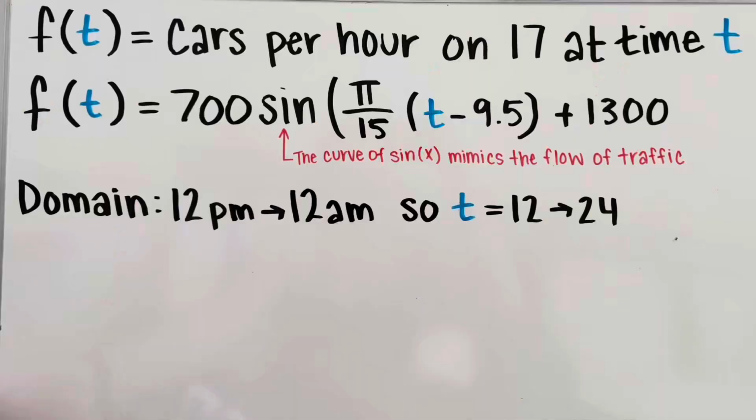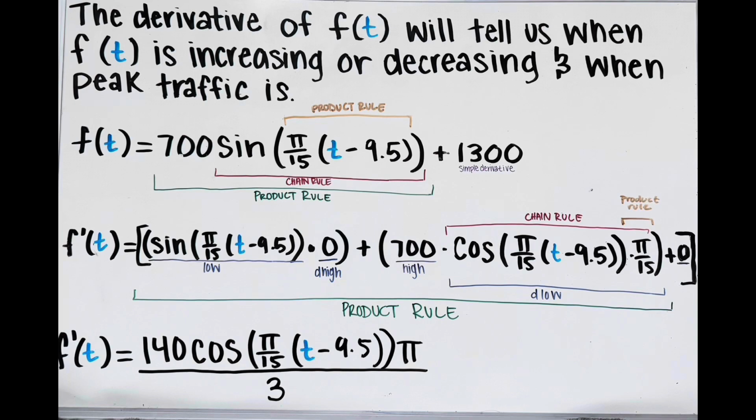Let's try. To represent this problem, we need an equation that tells us how many cars are on 17 at a certain time, the time being t. For our equation, we chose to use sine because the curve of sine mimics the flow of traffic, and for the rest of the equation, we messed around with decimals till we found something accurate. Our domain is going to be 12 to 24, which is 12 p.m. to 12 a.m. The derivative of f of t will tell us when f of t is increasing or decreasing and when peak traffic is.